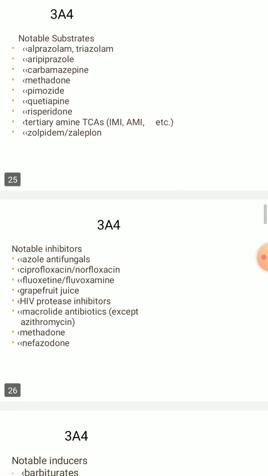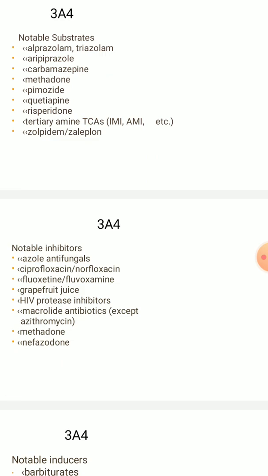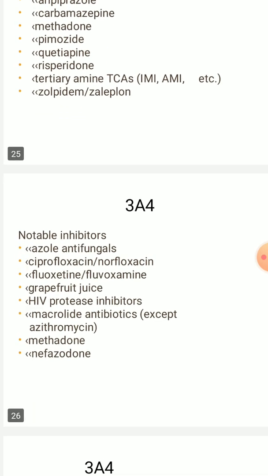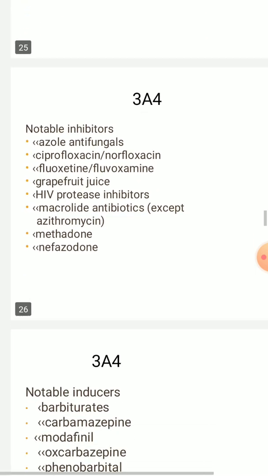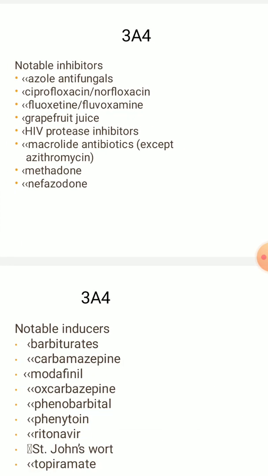So if you come to the inhibitors, which are the notable inhibitors which are going to act on this 3A4 enzyme? Azole antifungals, ciprofloxacin, fluoxetine, grapefruit juice, HIV protease inhibitors, macrolide antibiotics, azithromycin, methadone, and nefazodone. So these are all the notable inhibitors which are going to act on that. So you have seen the substrates and the inhibitors which are acting on that particular enzyme.